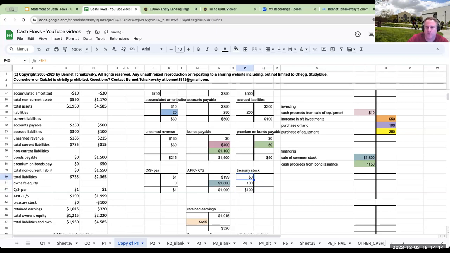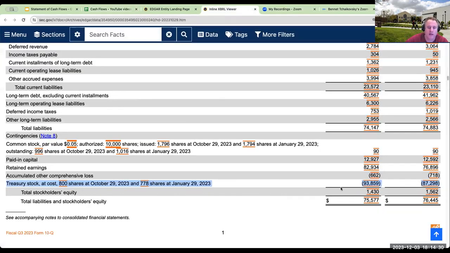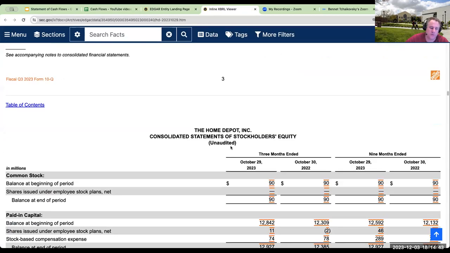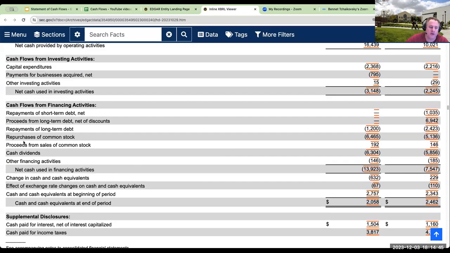Let's take a look at treasury stock. Here, go from zero to 100. I'm going to need a debit of 100. So what exactly is this? When I purchase treasury stock, I'm debiting treasury stock. This is stock that I repurchase and return to my treasury, right? It has a negative balance in owner's equity. So this is going to be called the purchase of treasury stock for 100. And we can even see this over here on the Home Depot. They'll have repurchases of common stock, same thing as saying treasury stock. Okay.